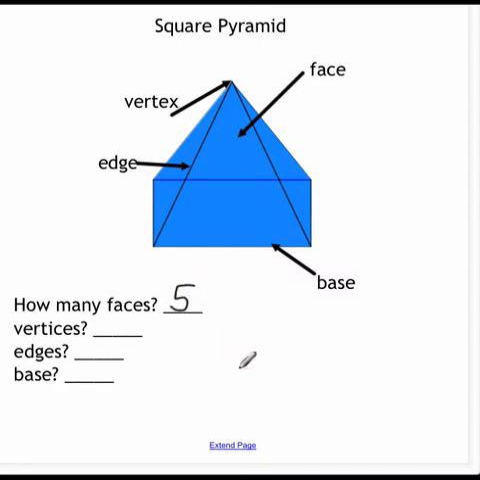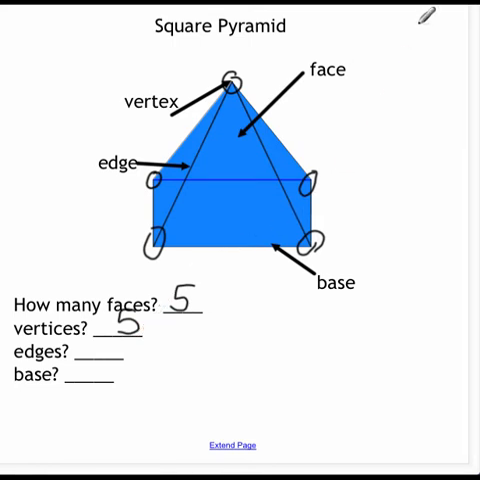Next, I'm going to count the vertices. The vertices are where the edges come together. They're the pointy parts of my shape. There's 1, 2, 3, 4, and 5. 5 vertices. Now I'm going to count up my edges.